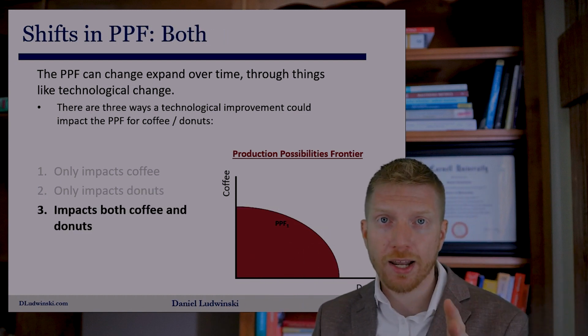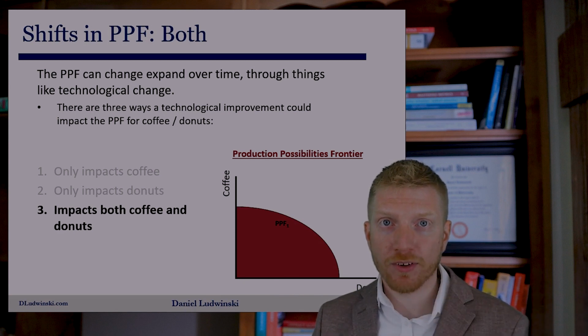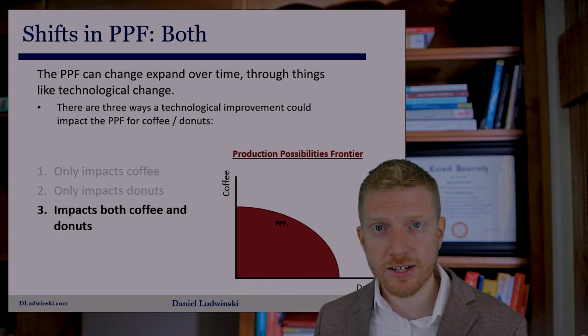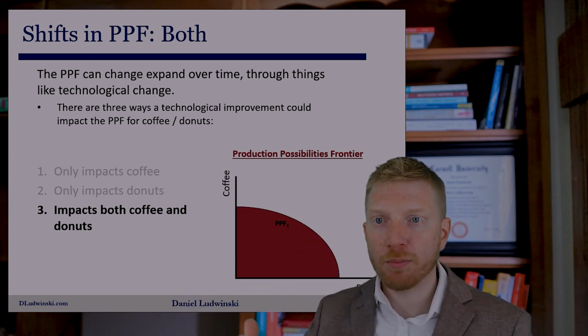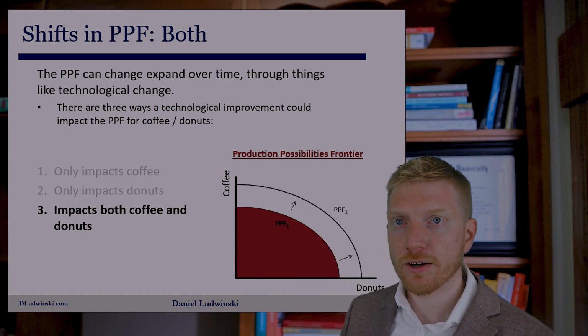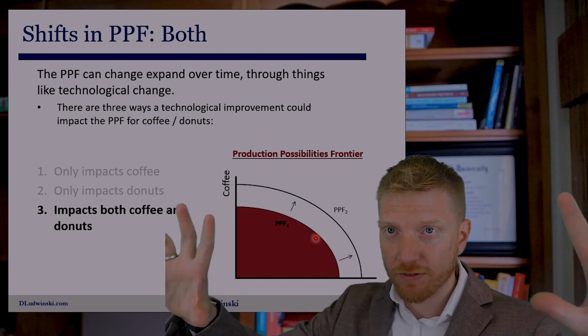The third way that the PPF can be impacted by a technological change is that the technological change makes both easier to produce. And in that case, every point gets shifted. The production possibilities get shifted out.